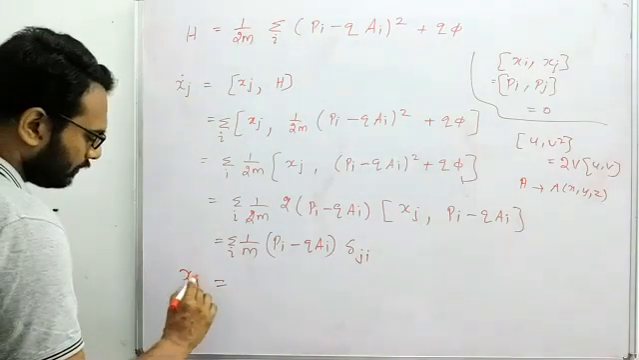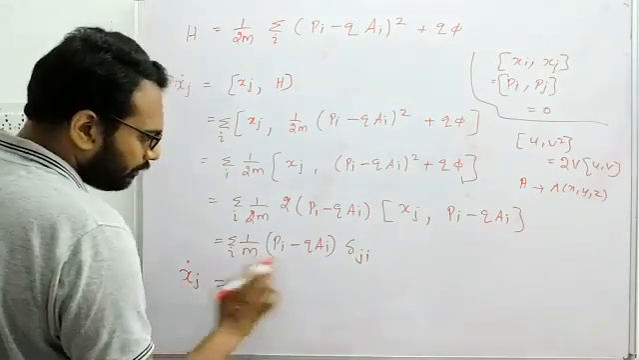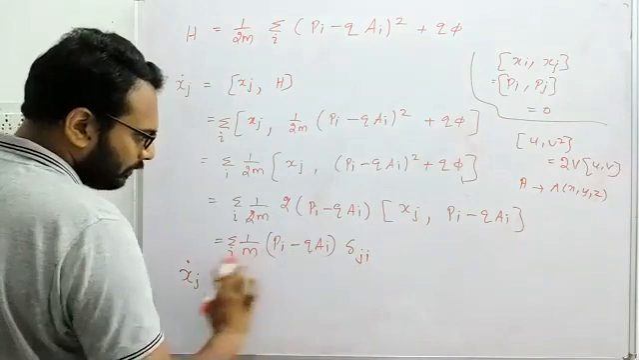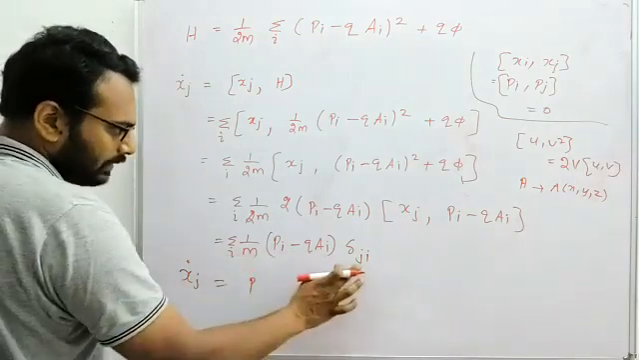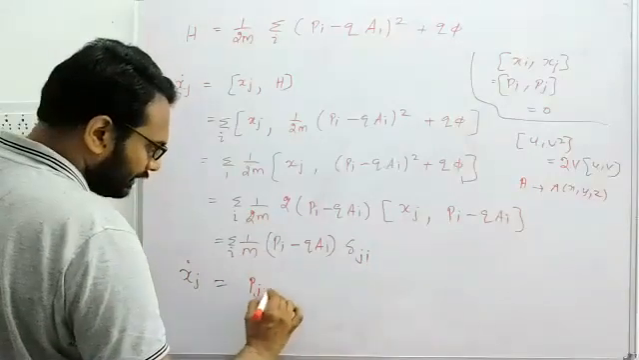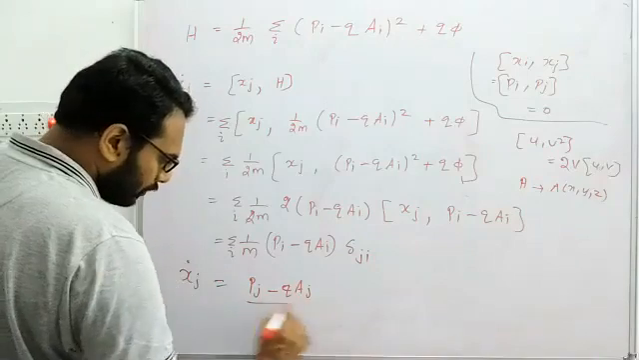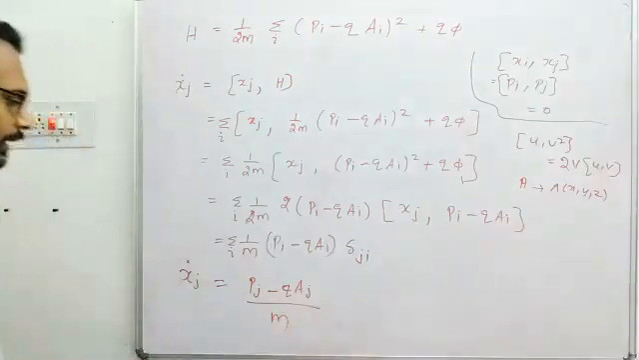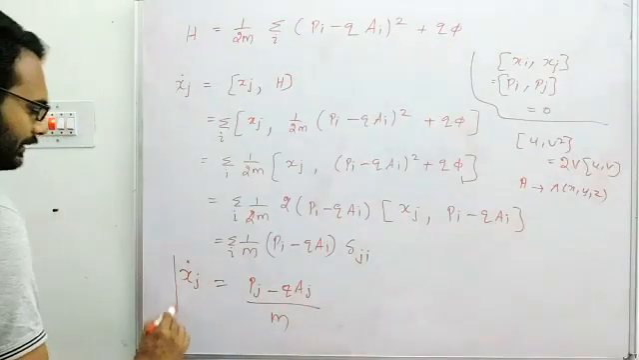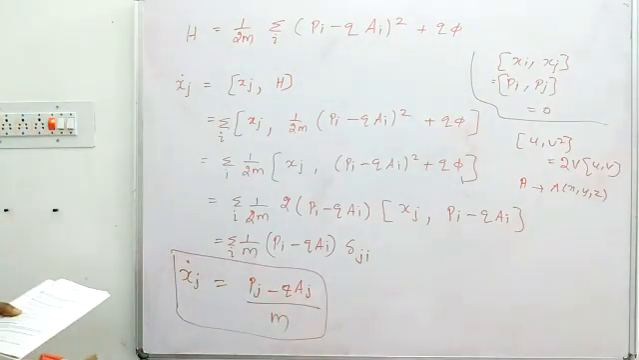So xj dot is equal to, you have to sum over i, but the only term that will survive is the term with i equal to j. So this becomes pj minus qAj, divided by m. The summation is gone, the Kronecker delta is also gone. This is xj dot, the component of velocity.